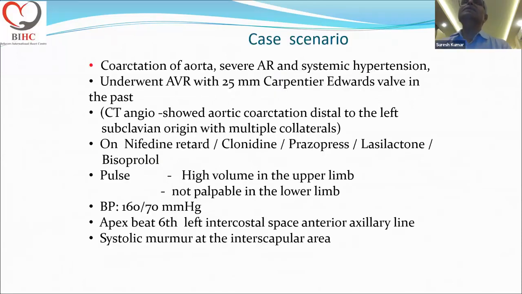This is a case that had come to me several years ago. A 43-year-old lady with coarctation, severe aortic regurgitation, and systemic hypertension. Amazingly, she had undergone an aortic valve replacement with a Carpentier-Edwards valve in the past when coarctation had not been looked for. She came to me with worsening aortic regurgitation for evaluation when coarctation was evident, and she was on at least 5 drugs for the control of hypertension.